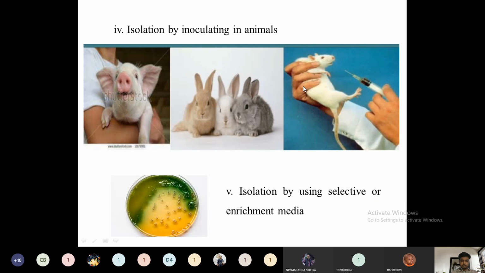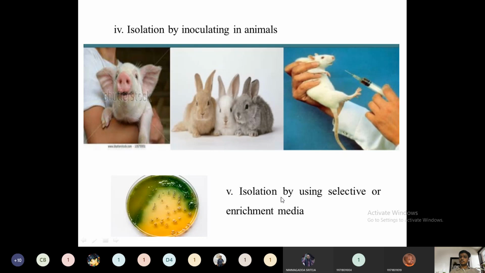The microorganisms growing in that part will be collected and taken out in order to identify whether they are a disease-causing agent, or whether they can act as a vaccine agent. That type of technique is called isolation by inoculation in animals.